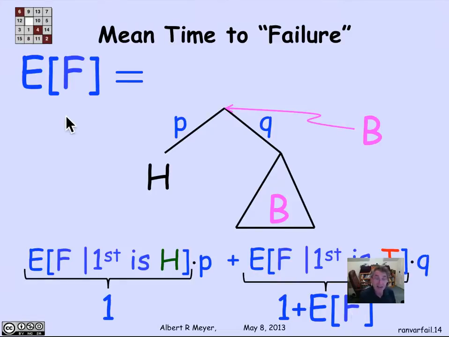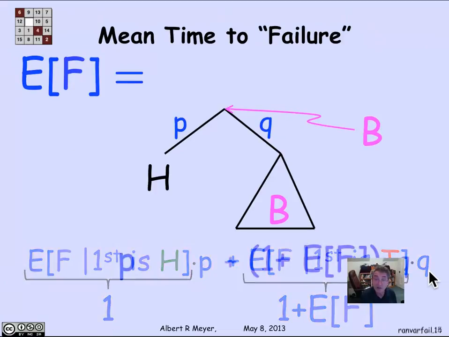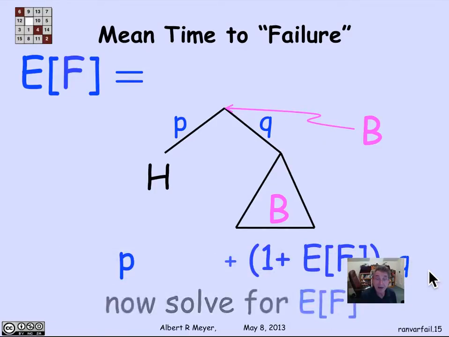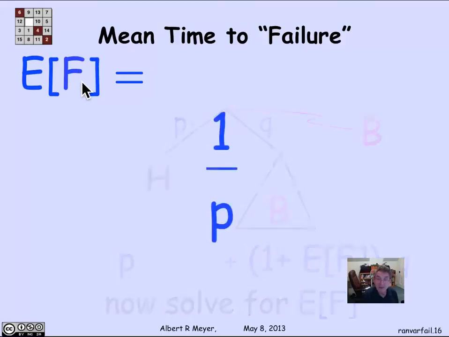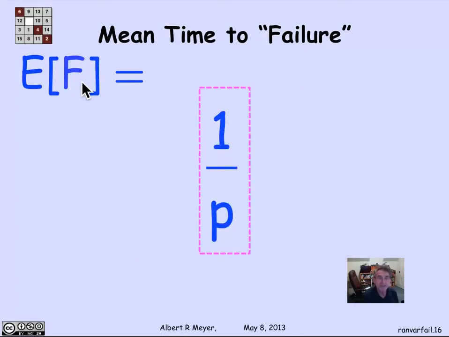Now look at this. I have a very simple arithmetic formula now. Expectation of F is 1 times P plus (1 plus E of F) times Q. There it is. And now I can solve for E of F. Just taking a quick look at this, P plus Q is 1, and there's a Q times E of F on the right side. If I pull the E of F over, I'm going to do a little arithmetic. I'm going to leave the rest to you and realize again that the answer is what we had before. The expectation of F is equal to 1 over P.